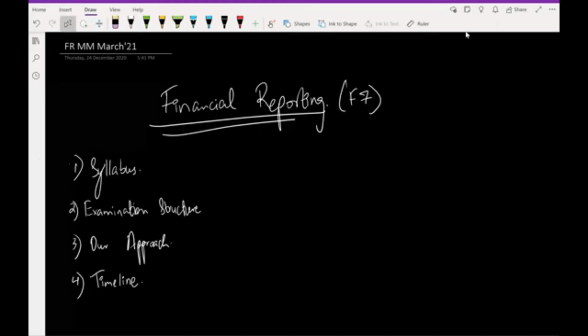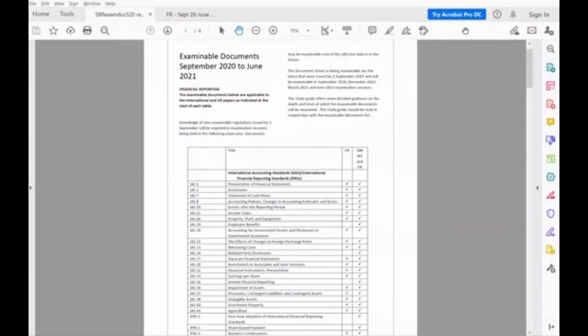Okay, welcome to the first lecture of F7 Financial Reporting. Today, we look at four areas: the syllabus, the examination structure, our approach, how we'll go about the syllabus, and the timeline. So let's just start with the syllabus first.